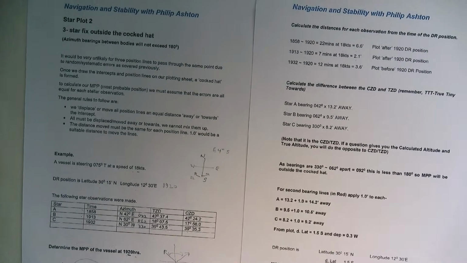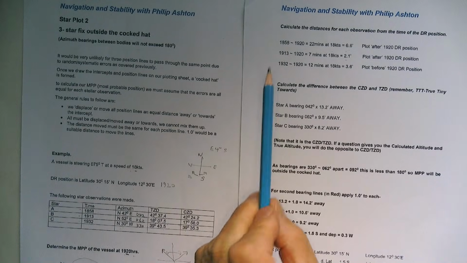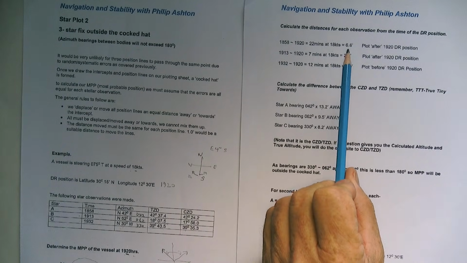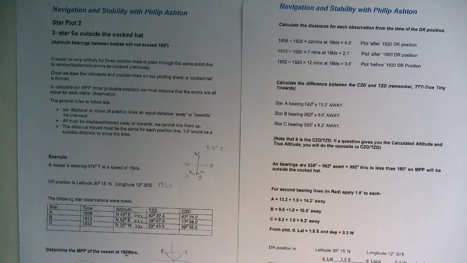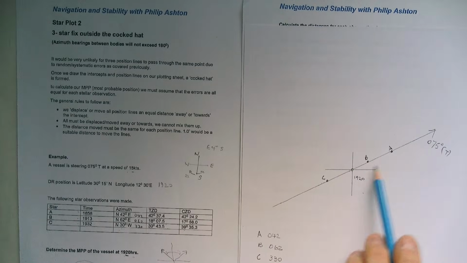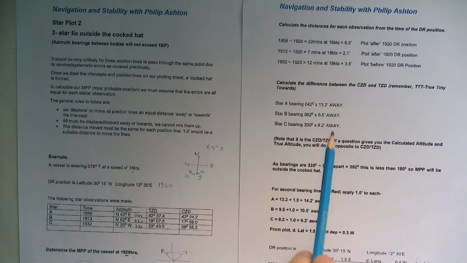And we have to work out the distances, of course. So from 1858 to 1920, 6.6 miles, 2.1 and 3.6. So now we put those all on our line on the plot, and then we can now plot the three stars. And zenith distance is given, so remember true tiny towards to get our intercept.